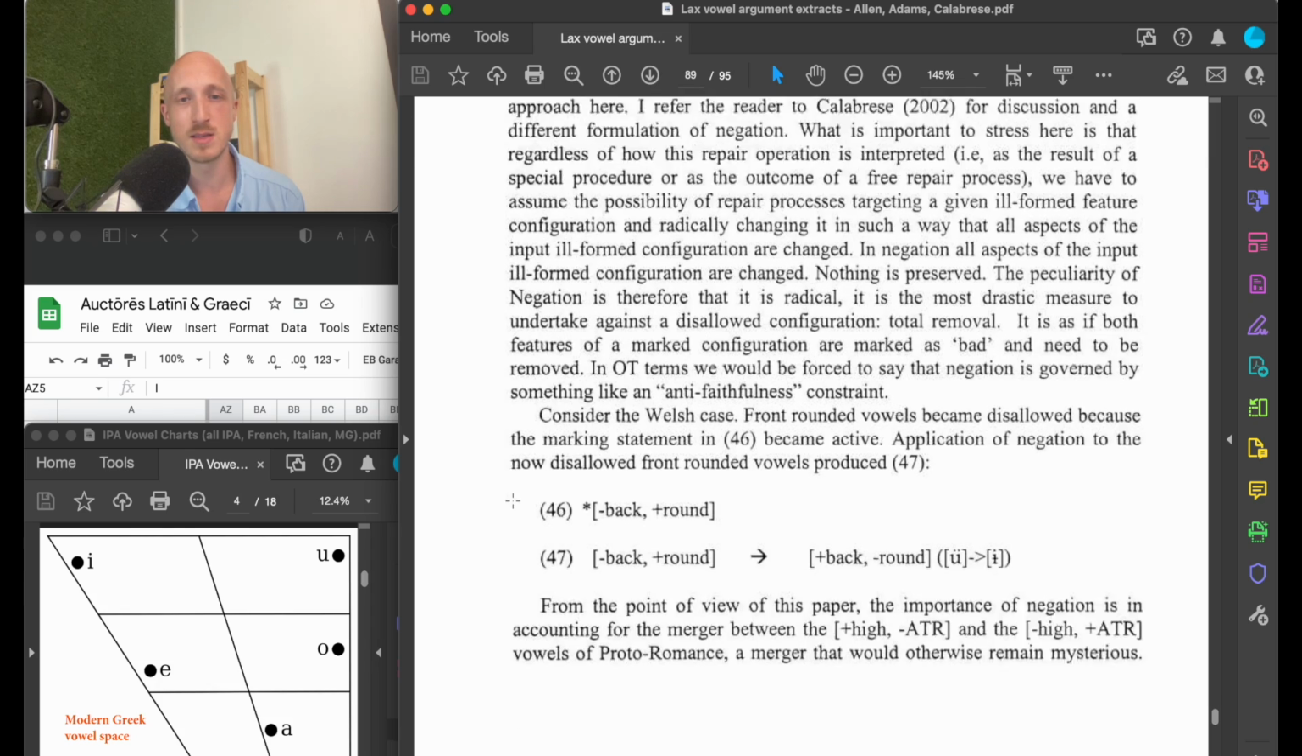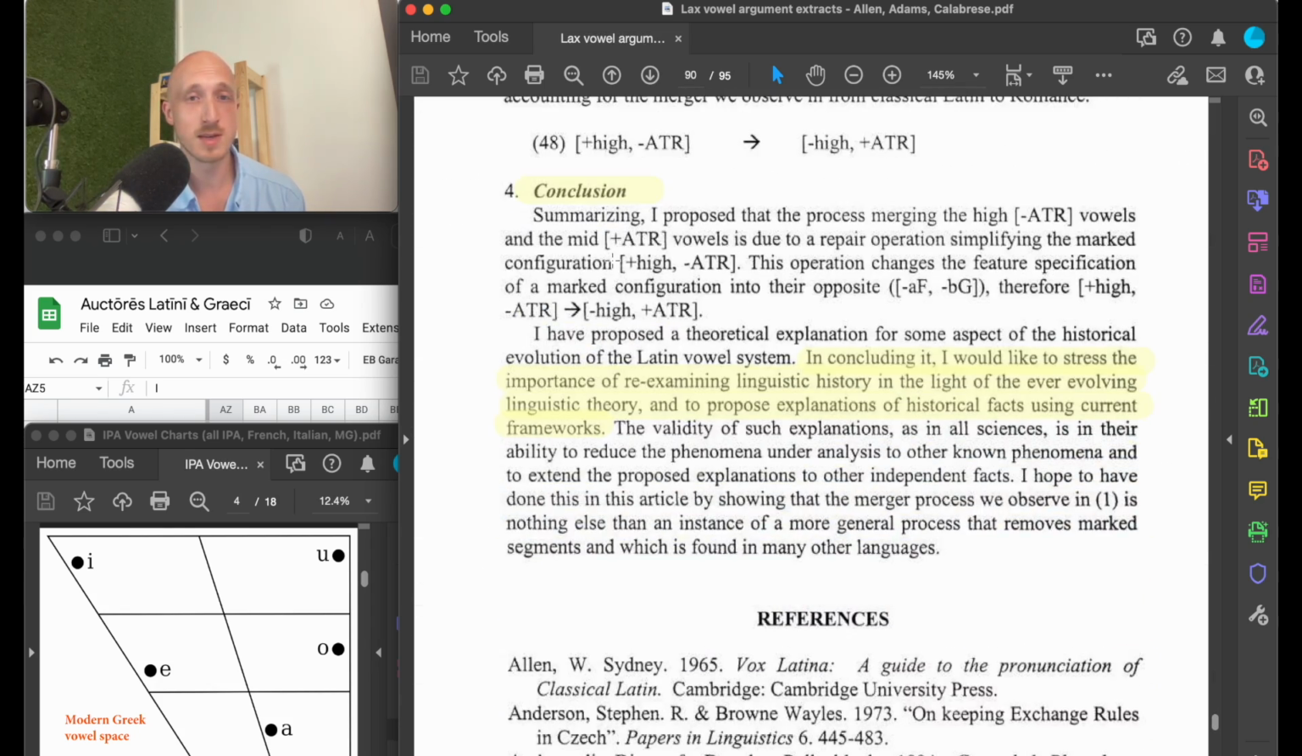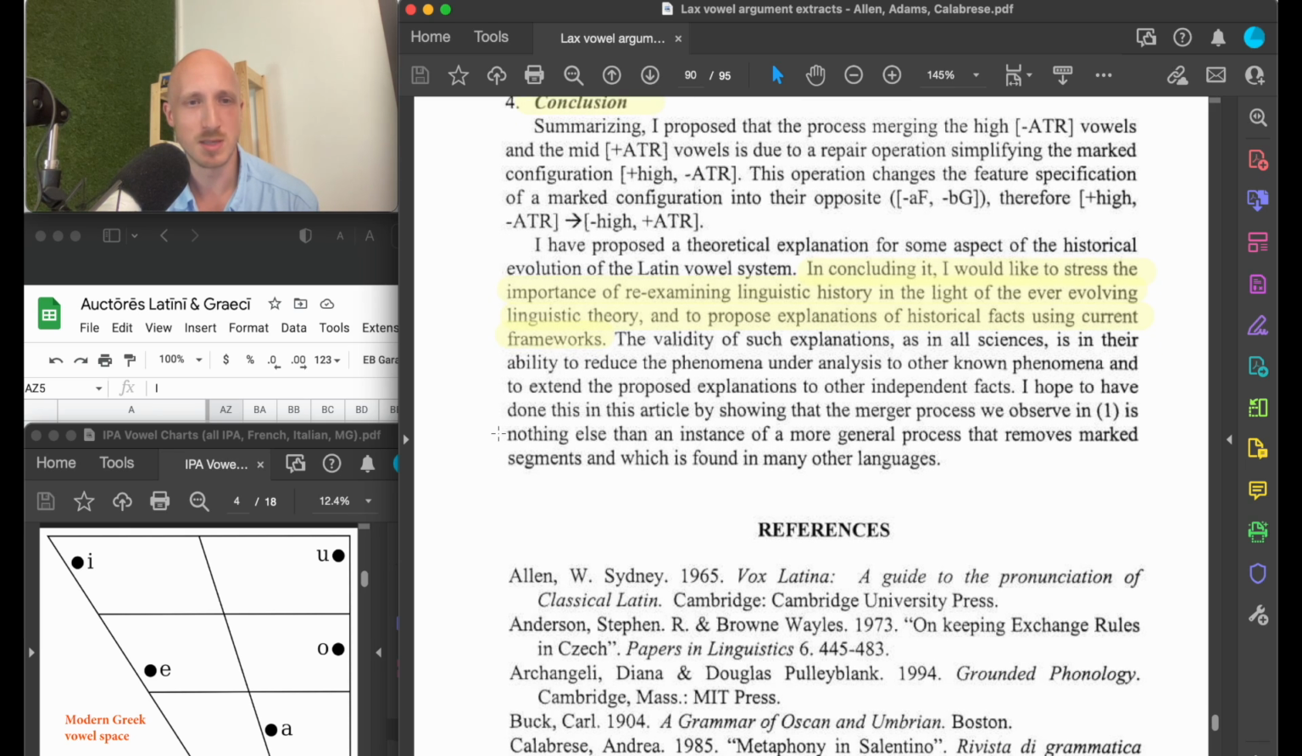Adams makes the argument through inscriptional evidence, and Calabrese does it through linguistic analysis and through looking at the Romance languages. He concludes, I would like to stress the importance of re-examining linguistic history in the light of the ever-evolving linguistic theory and to propose explanations of historical facts using current frameworks. Just like continental drift is a better explanation for how all these species got around the planet instead of weird land bridges that just vanished beneath the ocean.